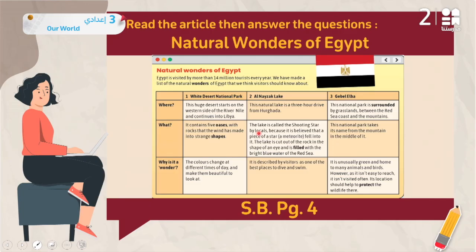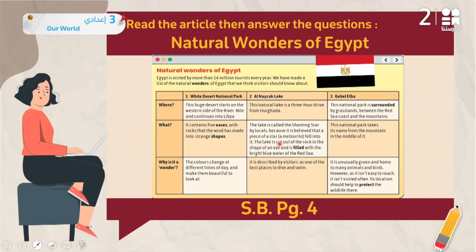What? The lake is called the shooting star by locals. بيتسمى زي النجمة من اللوكلز اللي هم المحليين because it is believed that a piece of star, the meteoroid, هو اسمه النيزك. هو ليه اسمه النيزك أو الشوتينج ستار؟ لأن هم بيقتنعوا إنه في جزء من نجمة أو جزء من النجوم وقع عليه. ده اعتقاد يعني من الناس.